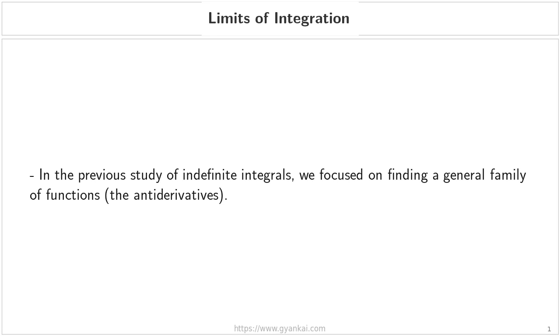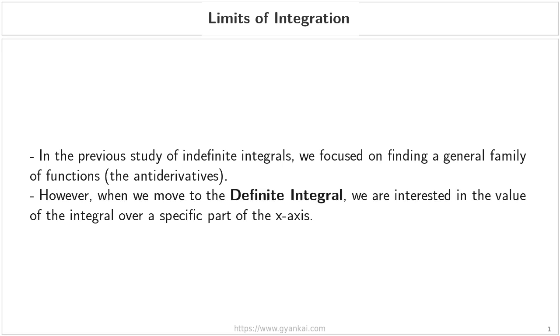Now, remember when we were working with indefinite integrals, we were essentially finding a family of functions, all the possible antiderivatives of a given function. We'd always add a plus c at the end, right? Well, definite integrals are a bit different. Instead of finding a general function, we're now interested in finding a specific value. We want to know the value of the integral, but only over a particular section of the x-axis. Think of it like zooming in on a specific part of the graph.